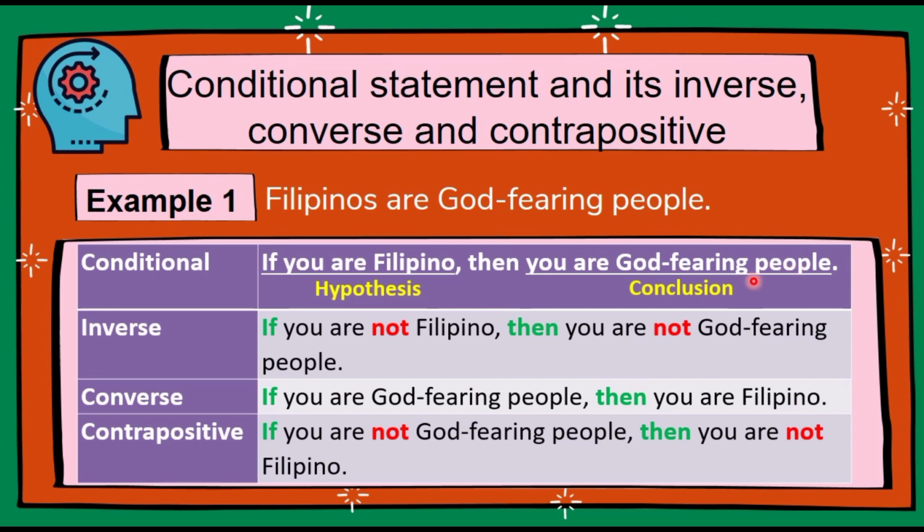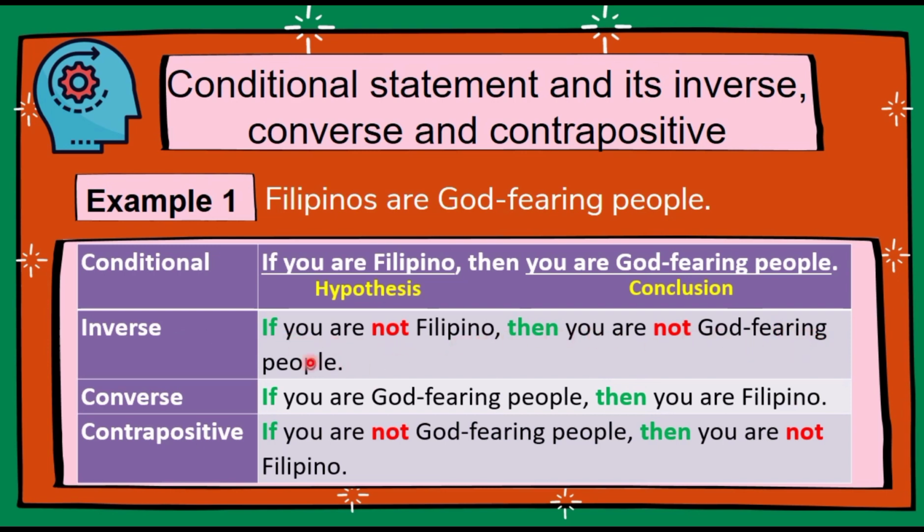To form the inverse statement, we simply negate the hypothesis and the conclusion part. So how? By simply putting the word not on the hypothesis and the conclusion part. So the inverse statement is, if you are not Filipino, then you are not God-fearing people.